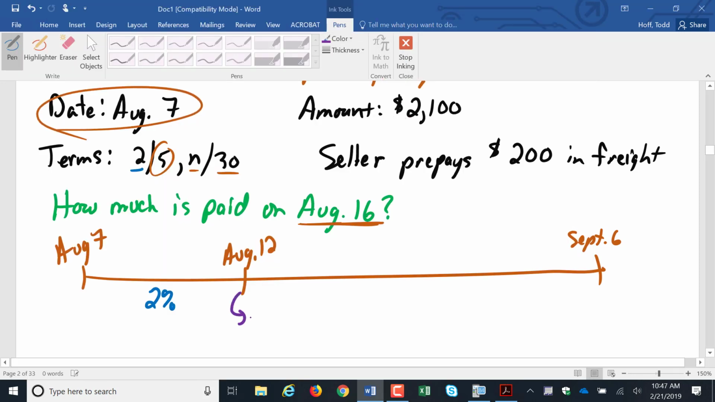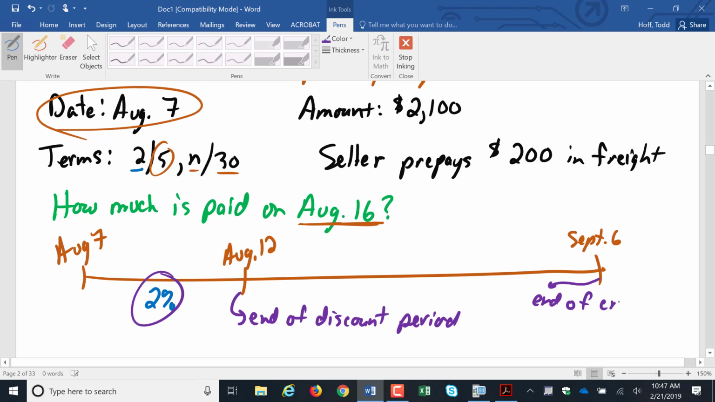And remember, this date was the end of the discount period. That August 12th will be the last day they could get that 2% discount. This is the end of the credit period. So it has to be paid on or before that date, otherwise they're going to get charged some sort of penalty.